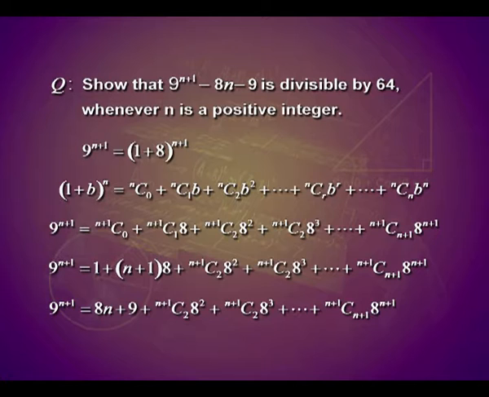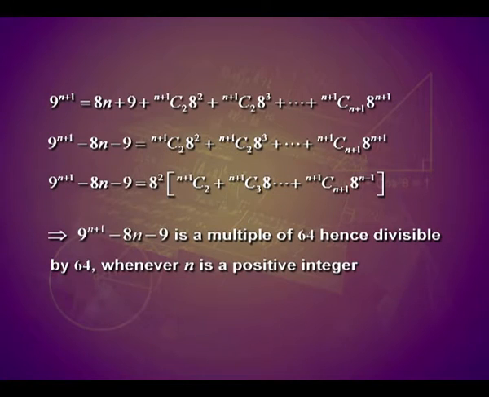So, if I shift this 8n plus 9 to the left hand side, I would get 9 to the power n plus 1 minus 8n minus 9 to be equal to (n+1)C2 8 squared plus (n+1)C3 8 cube and so on up to (n+1)C(n+1) 8 to the power n plus 1. From each of these terms on the right hand side, 8 squared is common. So, if I take that out, I am left with the entire expression on the right hand side being a multiple of 64. And isn't that what we wanted? We wanted to prove that 9 to the power n plus 1 minus 8n minus 9 is a multiple of 64, hence divisible by 64. So, the binomial theorem definitely comes in handy even in those situations.